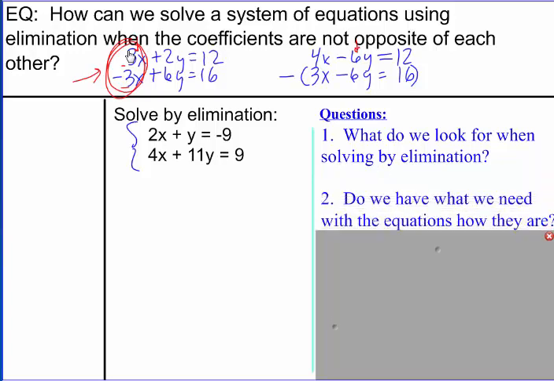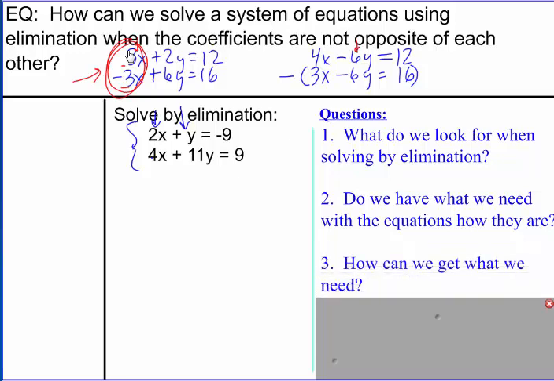So positive 3, negative 3, so that they will cancel out. The next thing we have to think about, looking at these equations, do we have what we need with the equations as they are? If I look here, I have a 2 and a 4. Well, they're not even the same number and they're not opposite of each other. Look here at the y, I have a 1y and an 11y. Again, they're not the same and they're not opposite of each other. So it has to be the numbers in front of the variables that we're looking at.